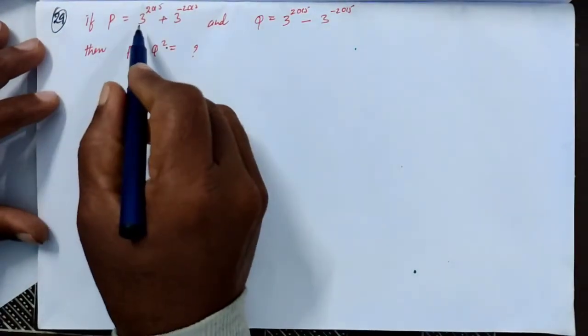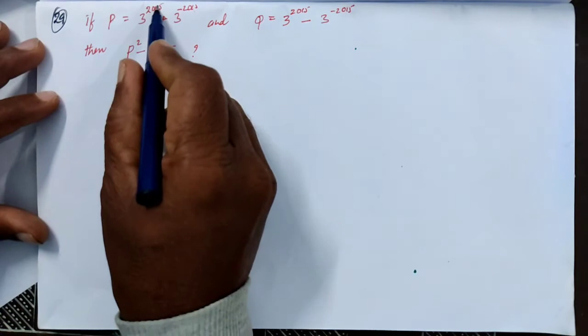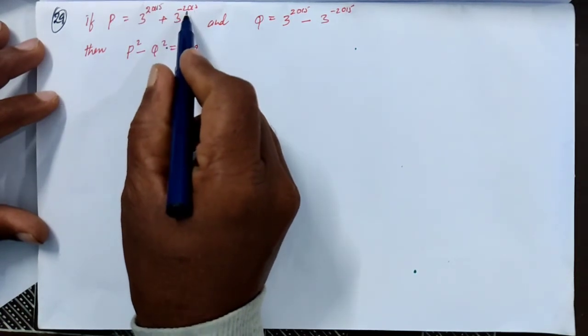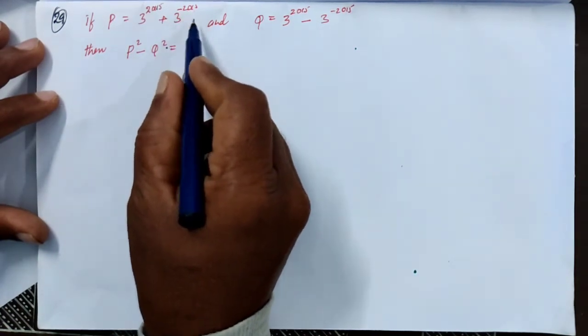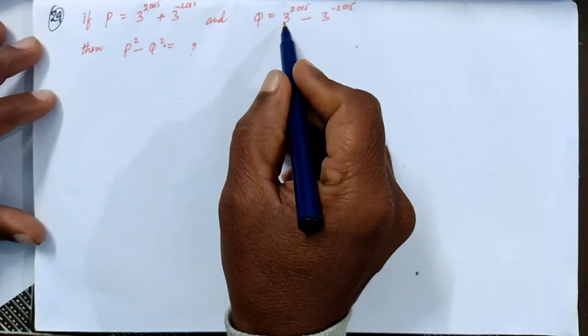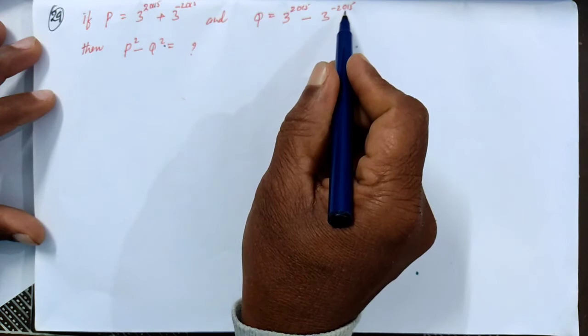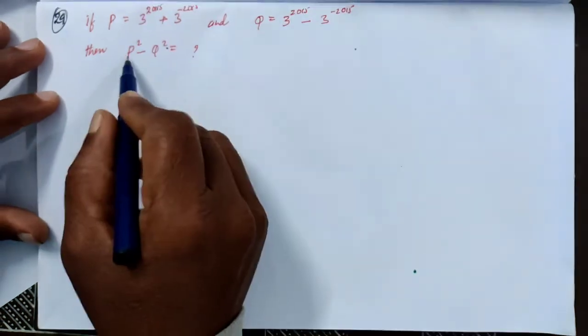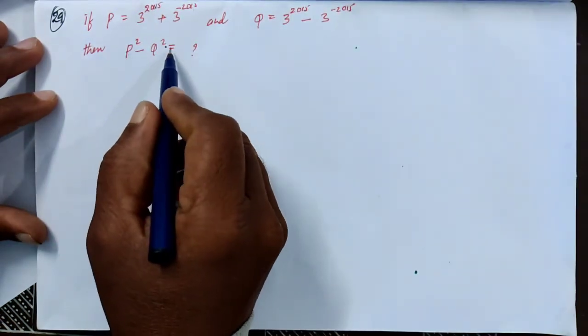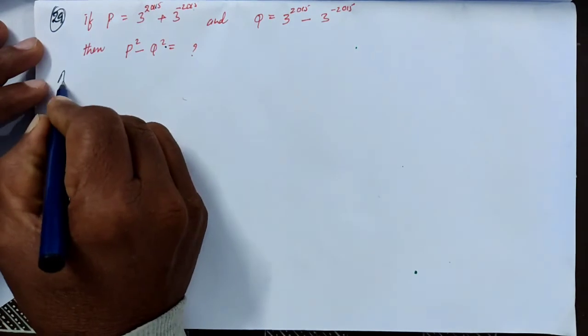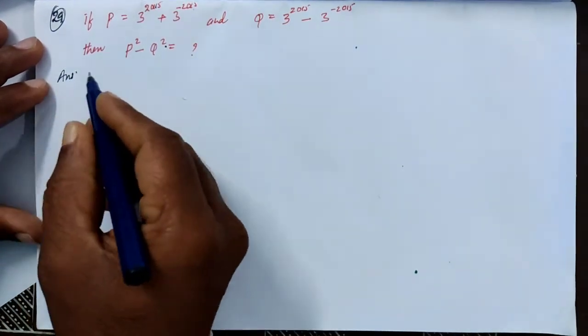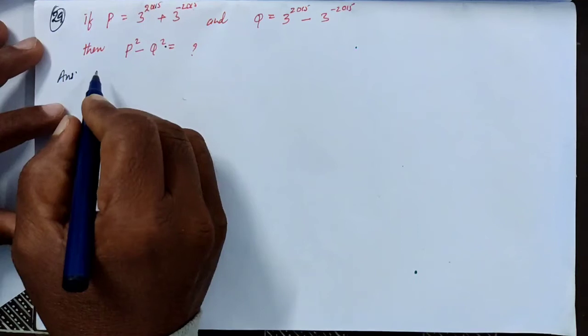If P is equal to 3 to the power of 2015 plus 3 to the power of minus 2015, and Q is equal to 3 to the power of 2015 minus 3 to the power of minus 2015, then find P square minus Q square. So the answer, it is very easy, dear children.